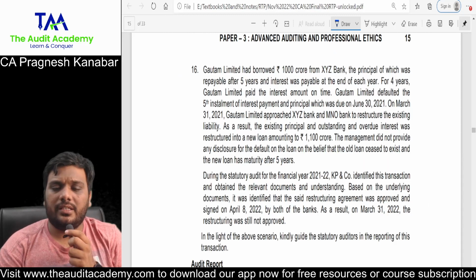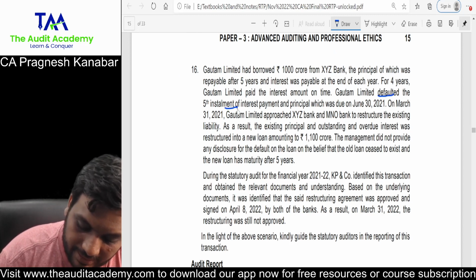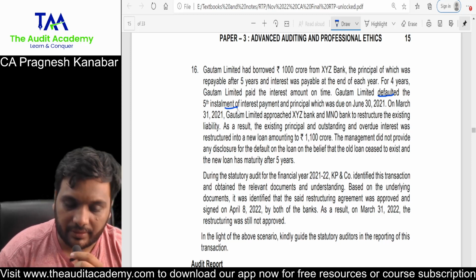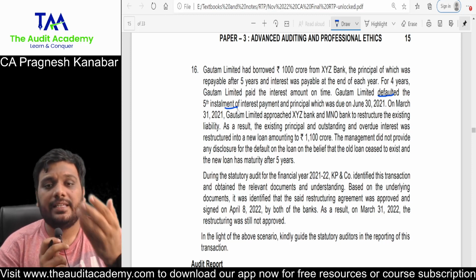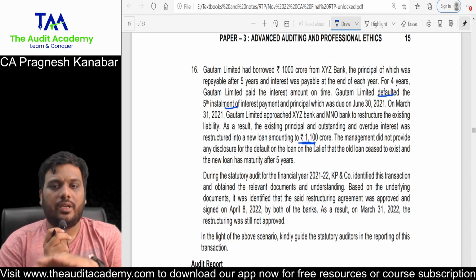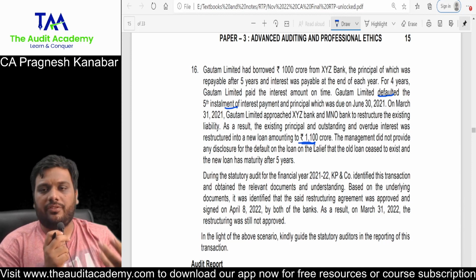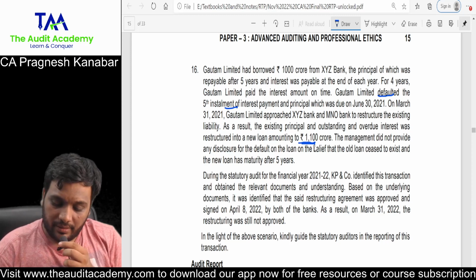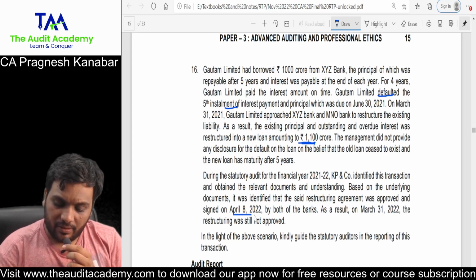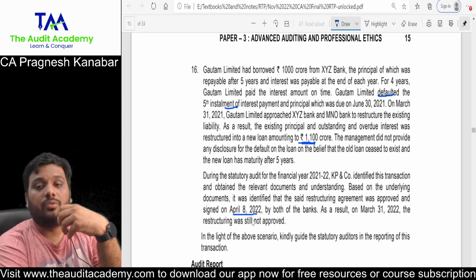But the interesting thing in this particular question is that there was a default, and then they restructured the loan. Gotham Limited had borrowed funds, and after restructuring, the bank closed the earlier loan and restructured it into a new loan. So Gotham Limited is saying, okay, there was a default, however the bank has closed the earlier loan and a new loan has been given to us. The restructuring agreements were signed on April 8th, but as on 31st March, that restructuring was still not approved.